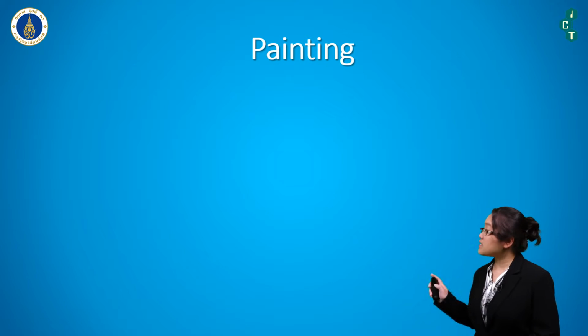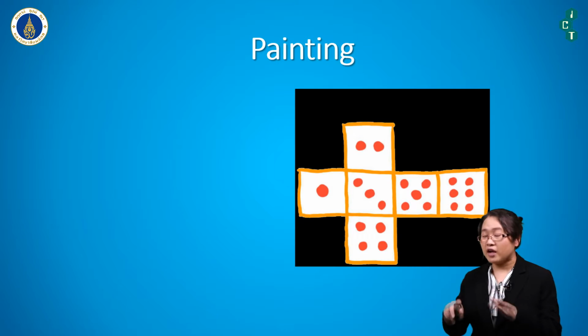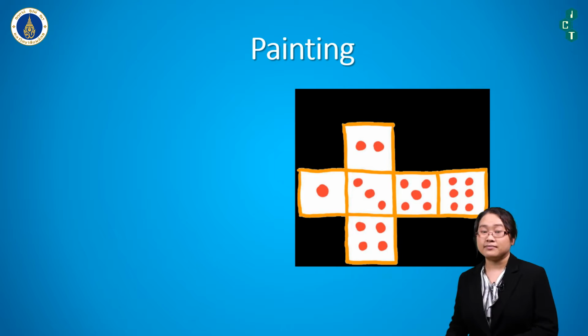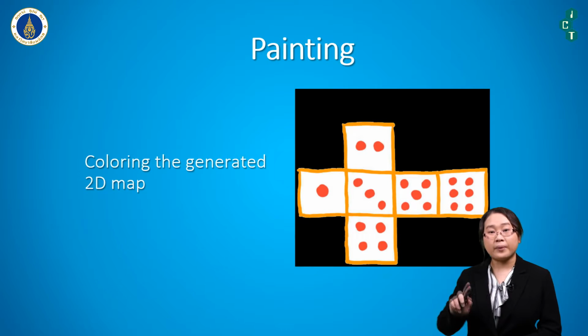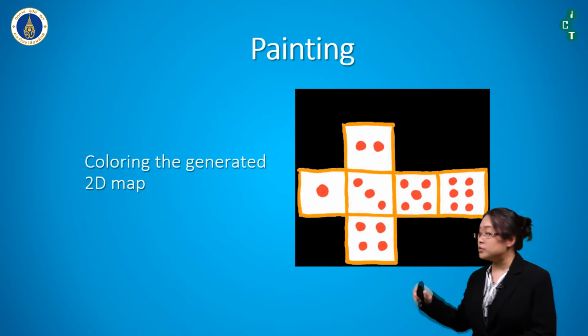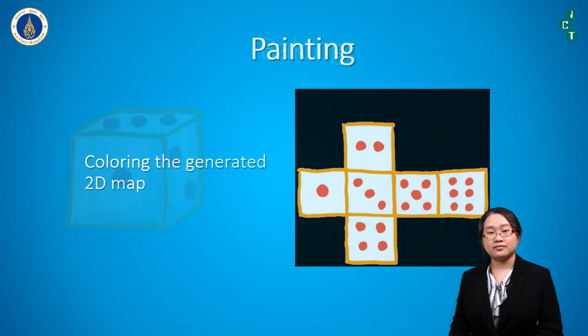And the next step is the painting. The idea of painting is, when you have every single surface mapped on the 2D space, then we are going to paint or add texture, try to map colors onto those surfaces. Then you try to generate colors into it.